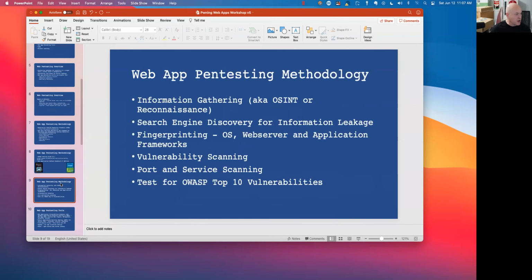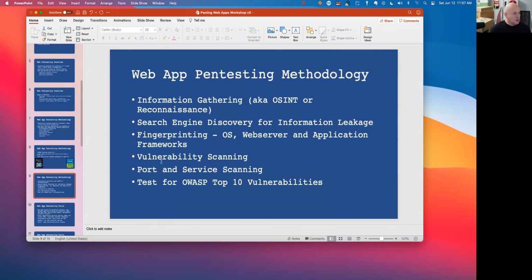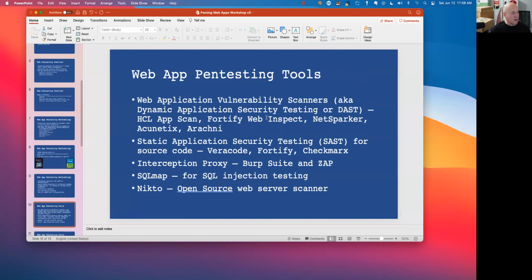So we kind of covered our methodologies. And this is just a quick little overview of a web app pen testing methodology. So your information gathering, OSINT, search engine discovery for information leakage, fingerprinting the OS, web server, application frameworks, vulnerability scanning, port and service scanning, and testing for OWASP top 10 vulnerabilities, although not limiting it to the OWASP top 10.